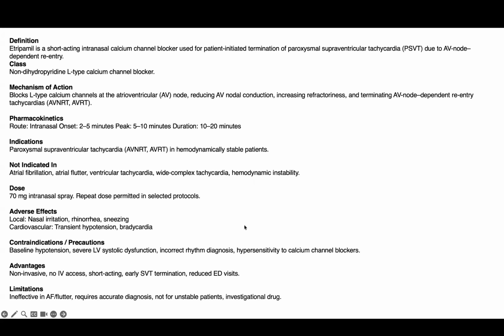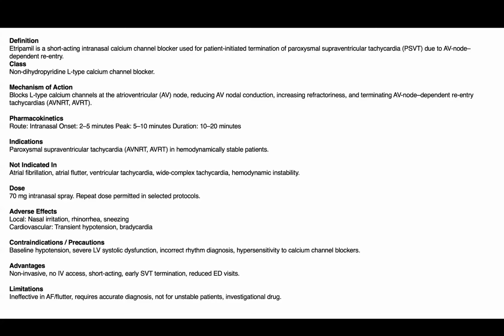So, atripamil is a short-acting intranasal CCB, used for patient-initiated termination of paroxysmal SVT due to AV nodal dependent re-entry. It's a non-dihydropyridine L-type calcium channel blocker. The route is intranasal. Onset is 2 to 5 minutes, and it peaks at 5 to 10 minutes.